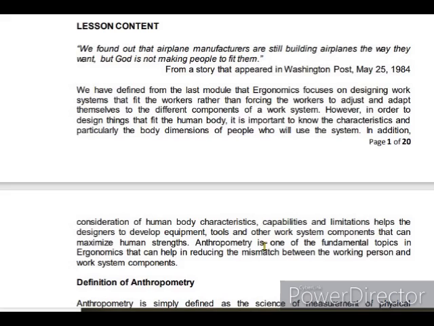We are designers who develop equipment, tools, and other work system components that can maximize human strengths. Anthropometry is one of the fundamental topics in ergonomics that can help in reducing the mismatch between the work person and work system components. So this topic is fundamental to our subject. So it is important for us to have a good knowledge about this.